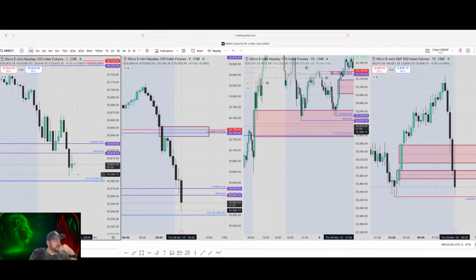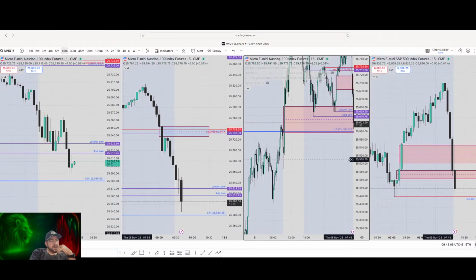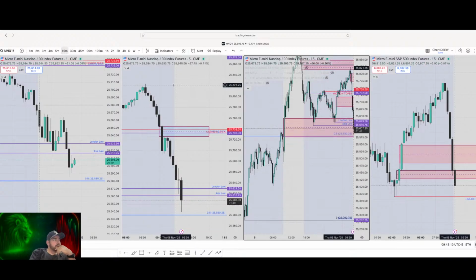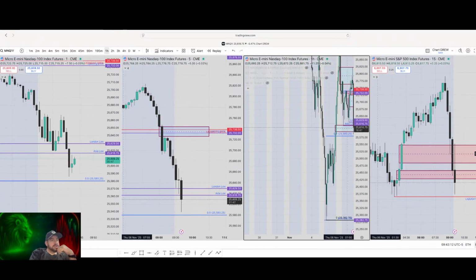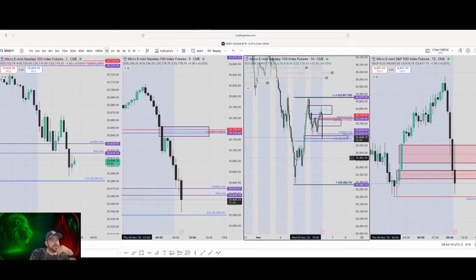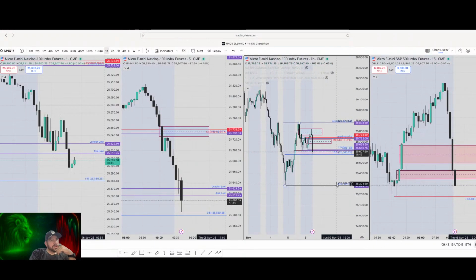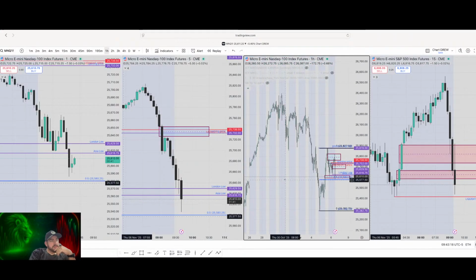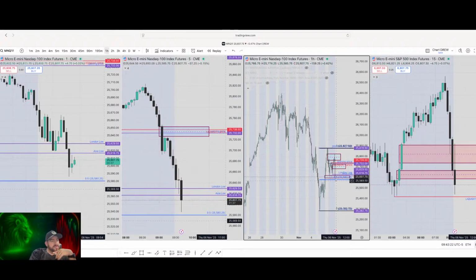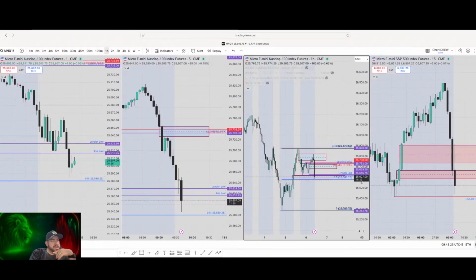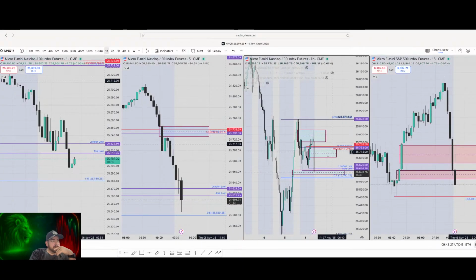Okay, we're hovering around that 50% of this range here. So let's look here. Just looking at the 1 hour here. Okay, so from here to there we came back to 50%. Now we're back to 50% again. Okay, we're pretty close. So right now, let's see what happens here.